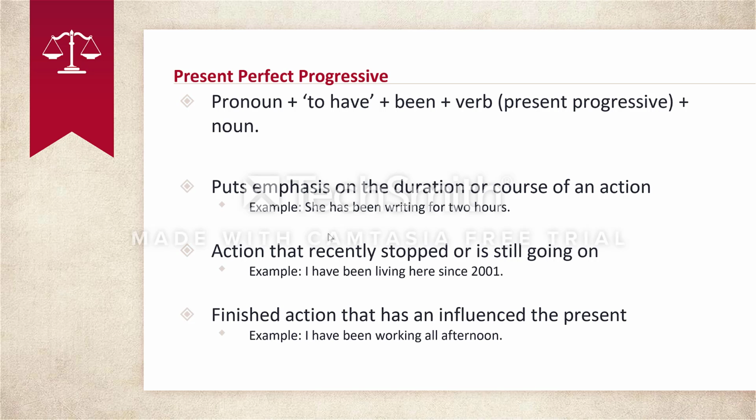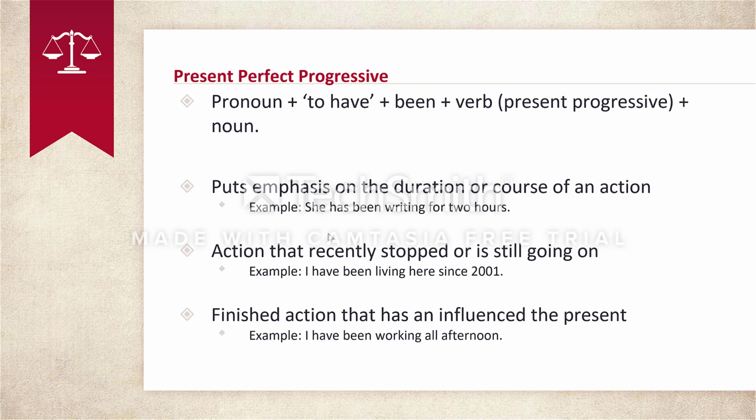Followed by a noun. So, we'll go ahead and move on to these examples. The first one says, puts emphasis on the duration or course of an action. I would say this is probably the largest use case in the present perfect progressive, because most of the time when we use it, it is to focus on the emphasis or duration of a course of action. If we think about the few signal words that I showed you, all of them were focused on the duration or course of an action.